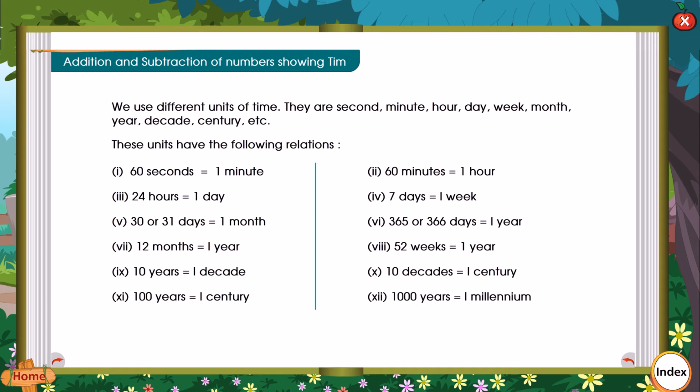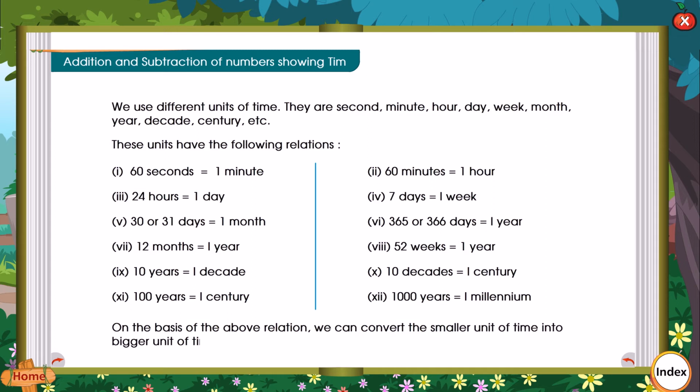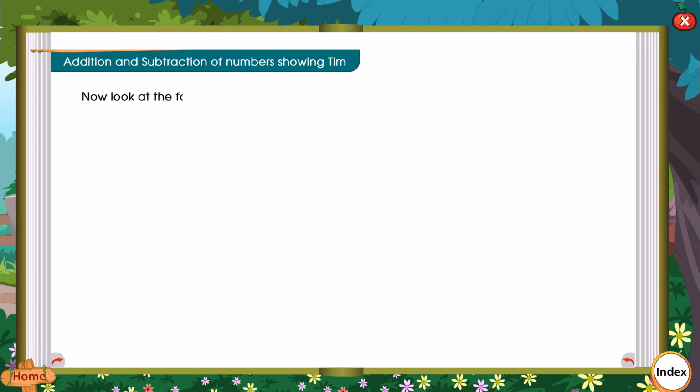On the basis of the above relations, we can convert the smaller unit of time into the bigger unit of time and vice versa. Now look at the following examples. A. Convert into hours. 1. 3 days. 2. 4 days, 7 hours.